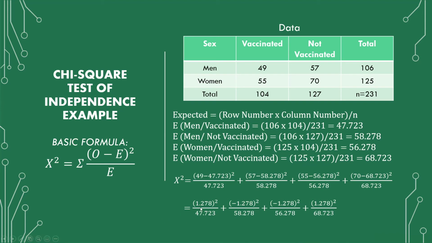There's also a reduction in terms of the calculation. It just so happened that all of them ended up being 1.278 or negative 1.278, which made the calculations fairly easy. And it's important to note that it's not always going to be the same. It just so happened to be in this situation it was. Finally, we have that this equals a chi-squared statistic of 0.115.